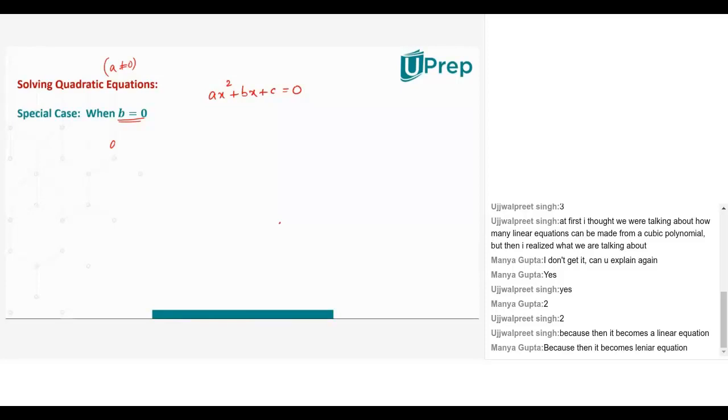Let's see. When b becomes 0, what will happen to the equation? The equation now becomes ax square plus, there is no term with b into x, that whole term becomes 0. So only term that is left is plus c equal to 0. Isn't it? Now no need of factorization. Let us check this. Ax square equal to minus c. Can I write x square as minus c by a? So what will be x value? It will be plus or minus under root of minus c by a.